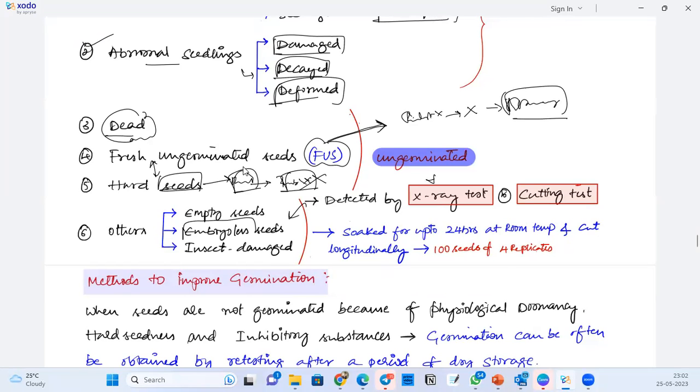So I was just asking you one question. What are the methods to detect dormancy in seeds, if there are any? If I give you a handful of seeds and ask you whether these seeds are dormant or not, or how to detect it, what test procedure would you follow to know whether these seeds have dormancy or not?